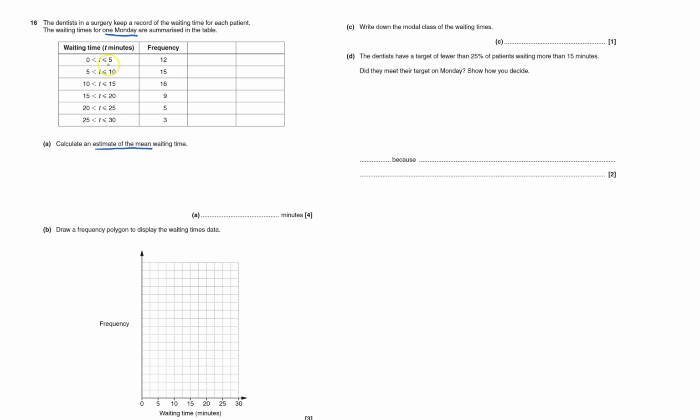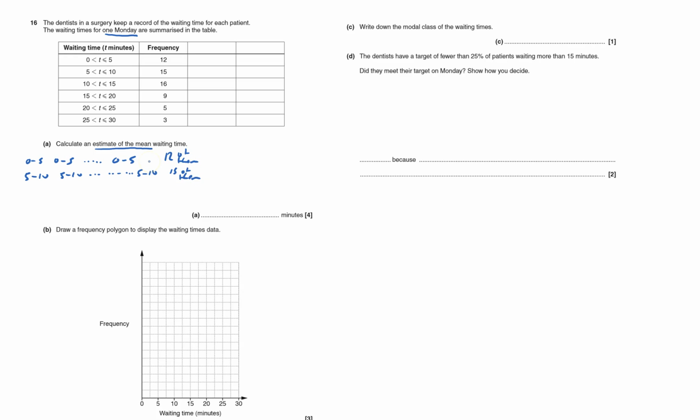And it says between 0 and 5, there's 12 of those. So it's 0 to 5, 0 to 5, and loads of those 0 to 5, and there's 12 of them. And then the next one, there's 5 to 10, and there's even more of those. There's 15 of those, so 5 to 10, and there's 15 of them.